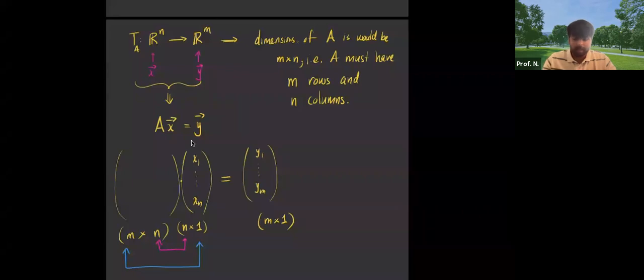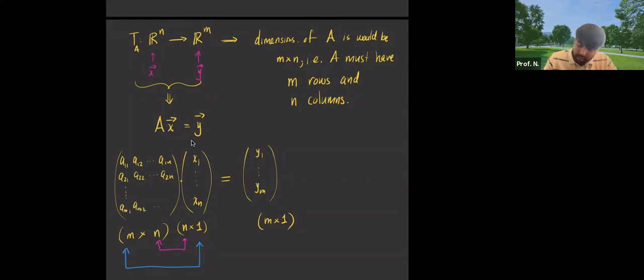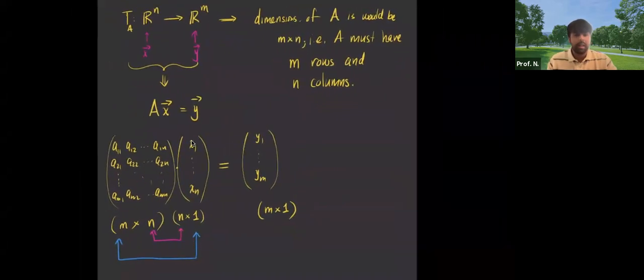That's how they're connected. So this is going to be like A11, A12, all the way to A1N. This would be A21, A22, all the way to A2N, all the way down to AM1, AM2, all the way to AMN. That's going to be the dimensions of A. That's how it's related. Does that make sense?